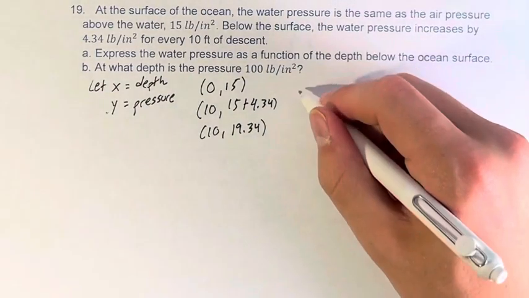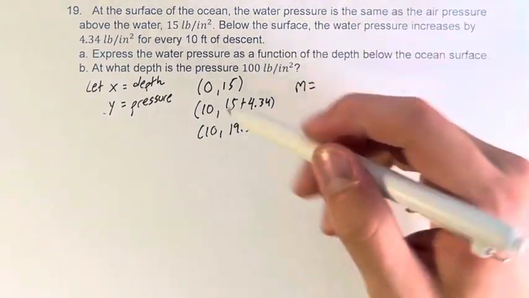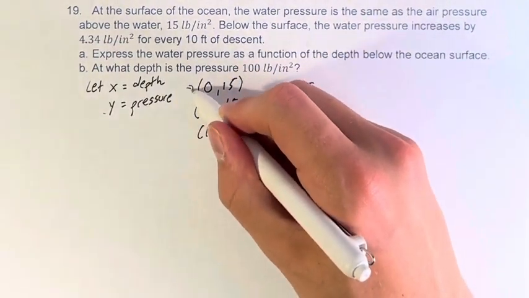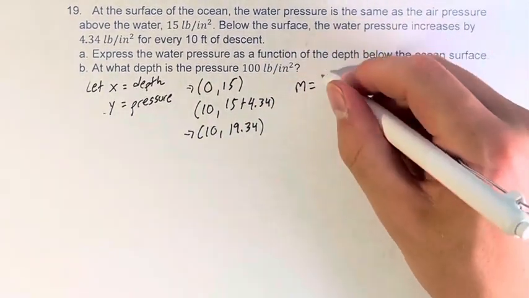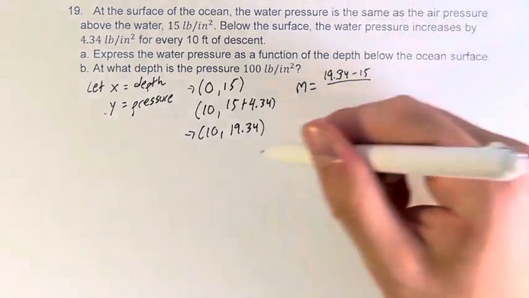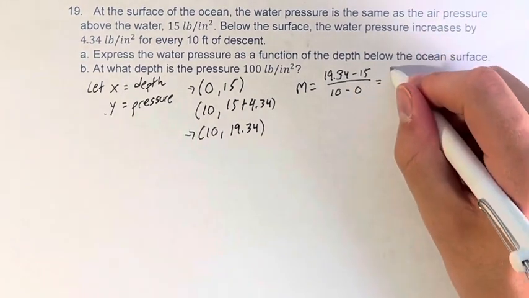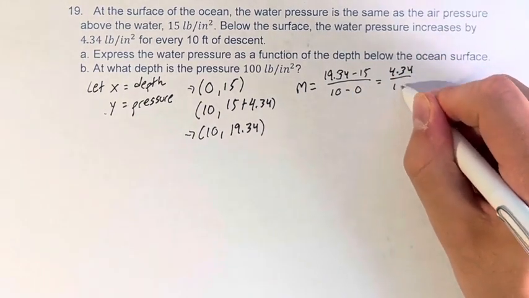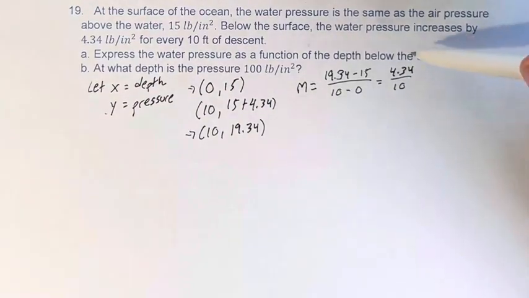So first thing, we want to create the function. It's linear, and we can use the points that we have here and here. The change in y, 19.34 minus 15, over the change in x, 10 minus 0. This is equal to 4.34 over 10. This makes sense. This is the rate of change.